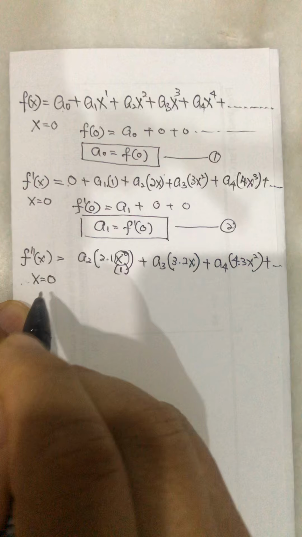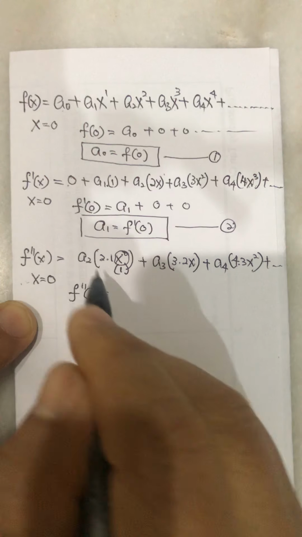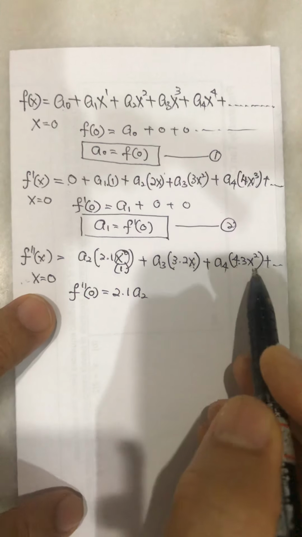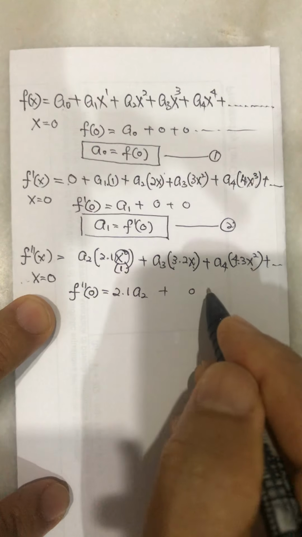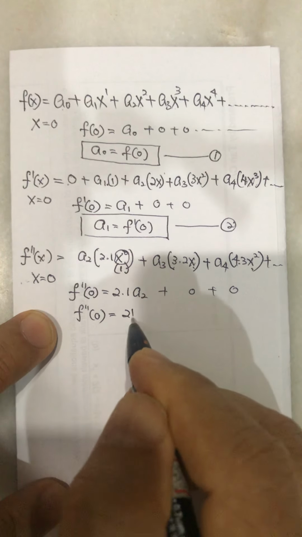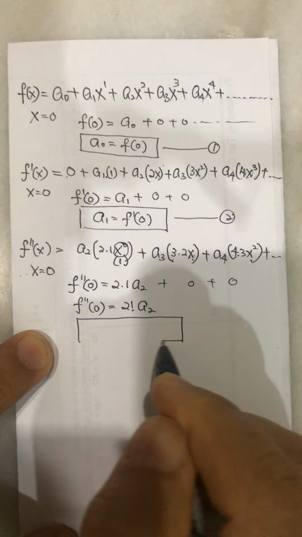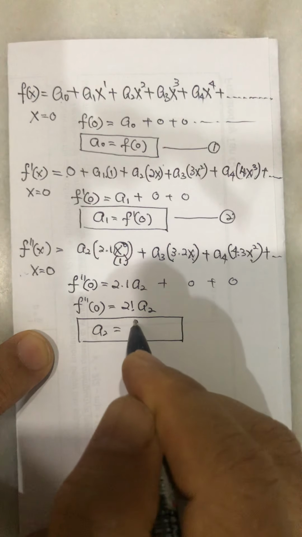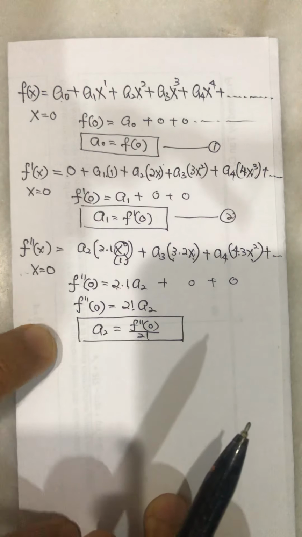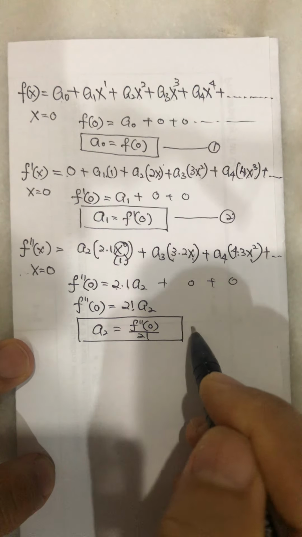Okay, when I substitute x equal to 0, I get f double prime 0 equals to, this is 2 times 1 a2. The rest, because this is x squared, I will get 0. So this one forget about it. Therefore, I can get f double prime 0 is equal to 2 factorial a2. So how to find a2 will be f double prime 0 over 2 factorial. 2 times 1, we call it 2 factorial. Okay, now we have already got our a0, a1 until a2.